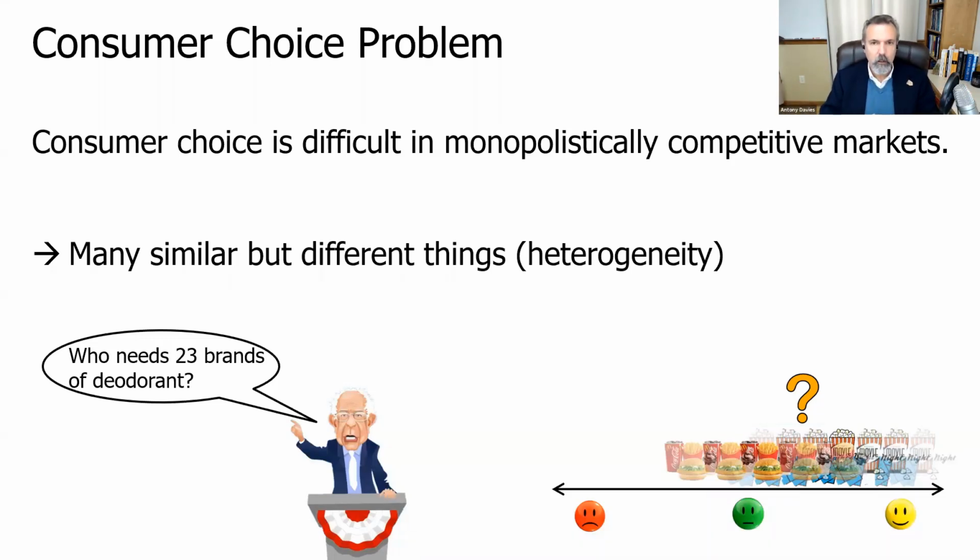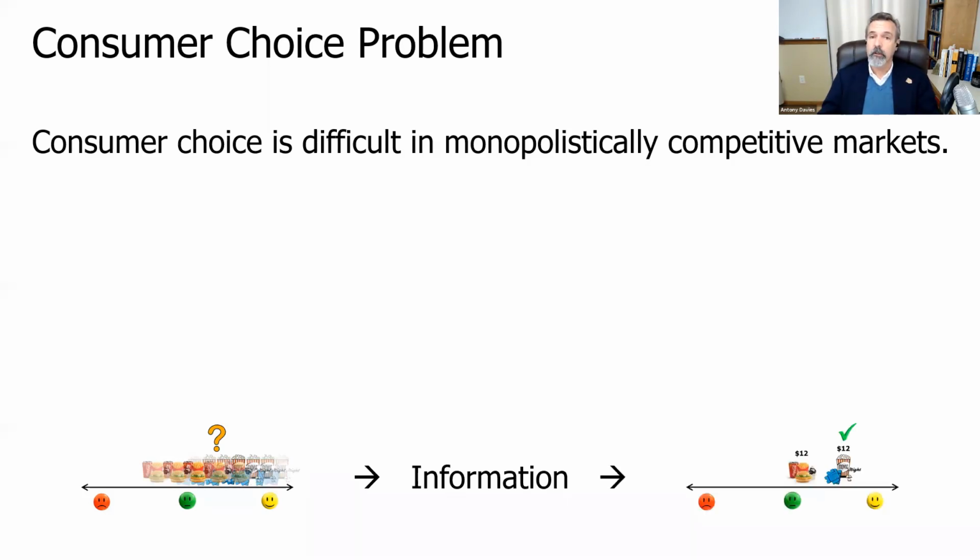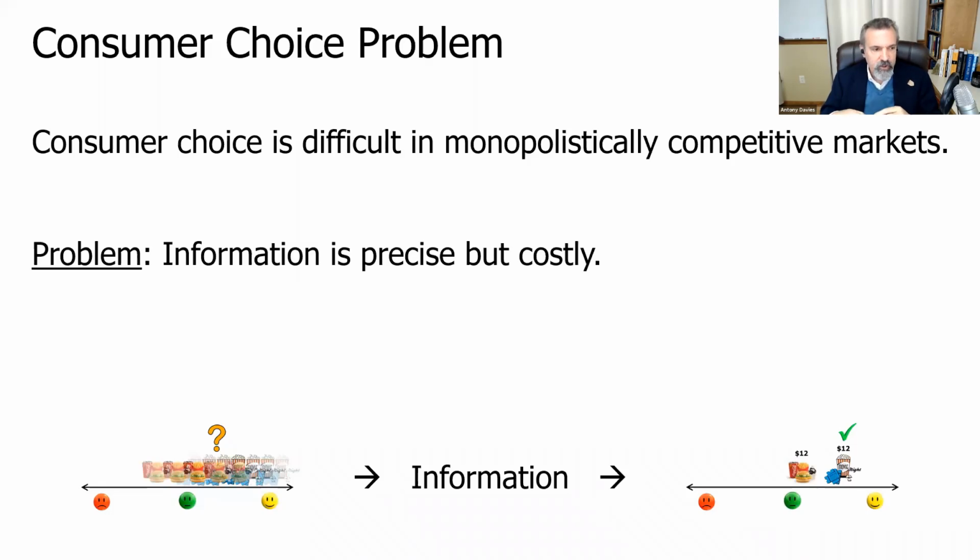So every one of us, on the one hand, made a choice: this is the brand I want. On the other hand, we made it with incomplete information because we don't know the attributes. We haven't tried all of the competing brands. So here we are in this monopolistically competitive market where it's not entirely clear how much happiness a good will bring me. If I can try the thing and figure out its attributes and weigh it against other things, then I can make a good decision. So the more information I have, the better decision I can make. But here's the problem. Information is precise. It will tell me this product is better than that product, but it's costly to obtain this information.